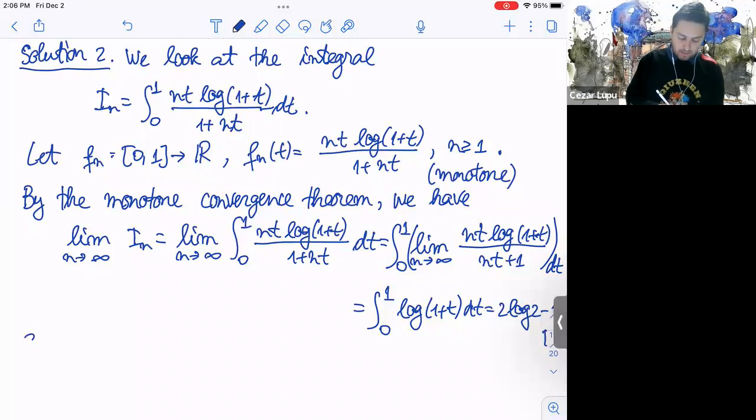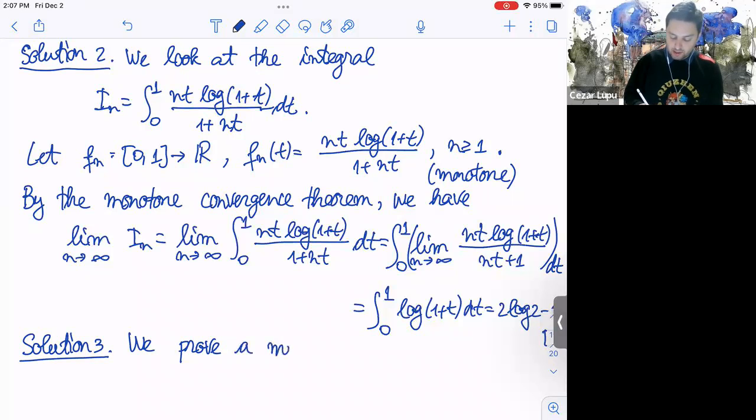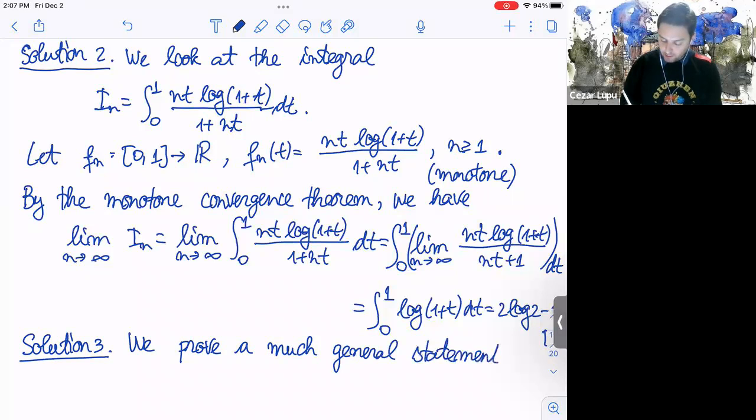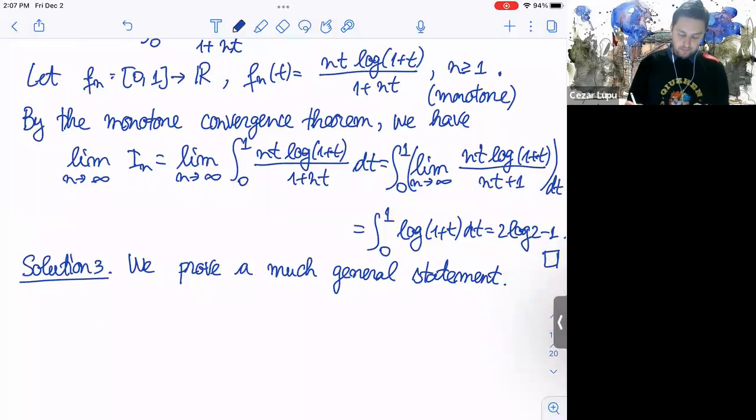So let me put here solution number 3 if you want. We prove a much more general statement. This problem will follow immediately, as a particular case, from the following statement. Let's call this a lemma.